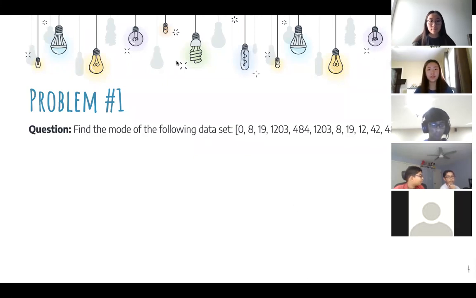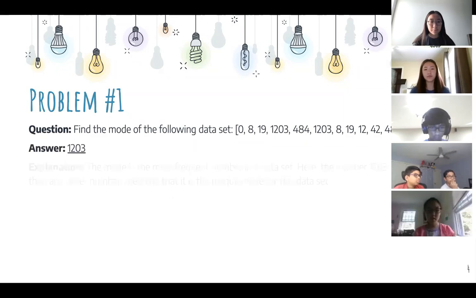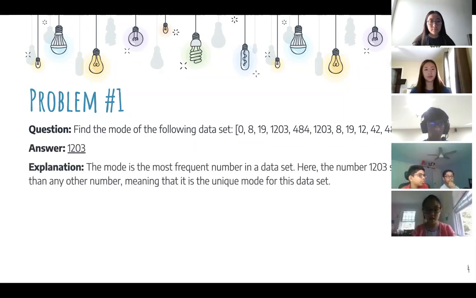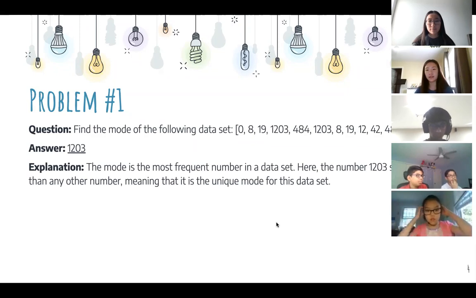Okay, so I'm seeing a lot of 1,203s, and that was the correct answer. Good job. So that's because the mode is the most frequent number in the data set, and we can see that 1,203 shows up more than any other number, meaning that it is the unique mode for this data set.